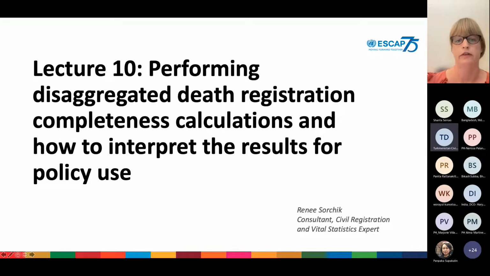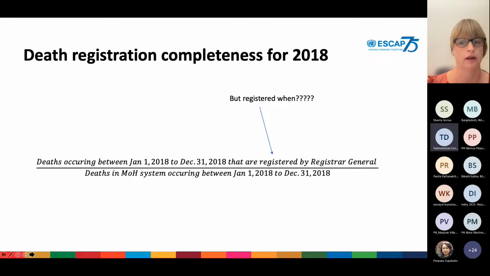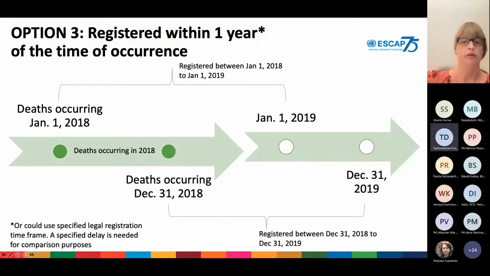So we're going to first start talking about disaggregated death registration completeness, our calculations, and how to interpret them. So we saw this slide before yesterday, and we're talking about how there's more detail that we need to look at. And this is just, again, to reiterate the registered events in the numerator and our best estimate of deaths in the denominator. And as we just talked about in the review, we mentioned that we are going to be looking at a 1-year delay period for the purposes of this exercise.